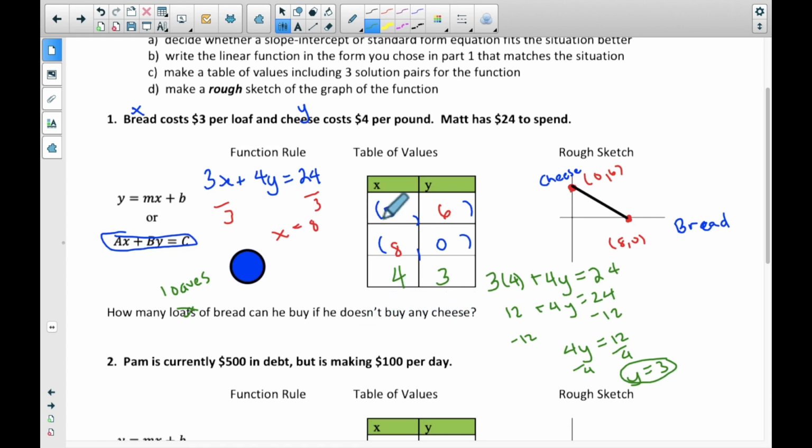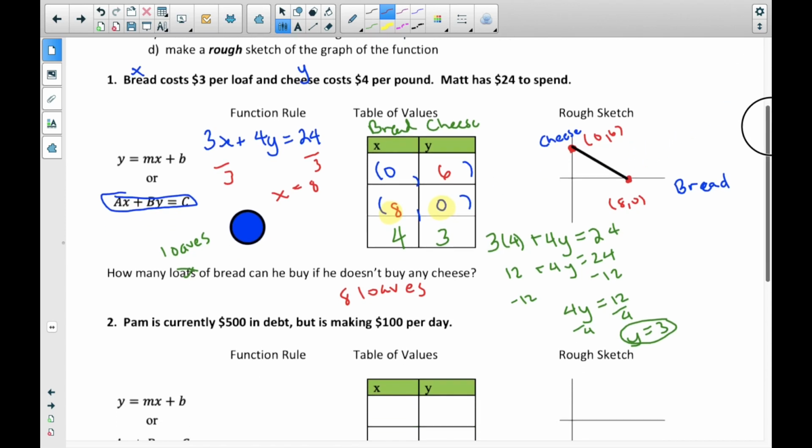We actually answered that question in our table just a second ago. Because remember, I'm going to come up here and label these. We said that X was the bread and Y was the cheese. And so the question, how many loaves of bread can he buy if he doesn't buy any cheese? If he doesn't buy any cheese, then he can buy 8 loaves of bread. So the idea here is that we're able to look at a sentence, come up with a function, an equation, put that equation into a table, and make sense of the graph.